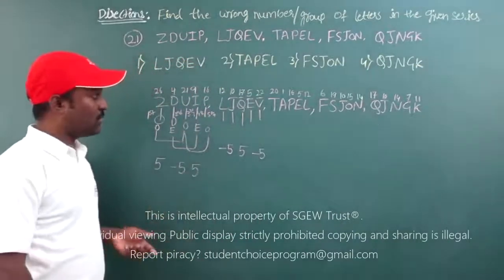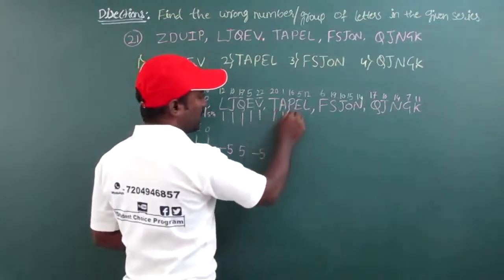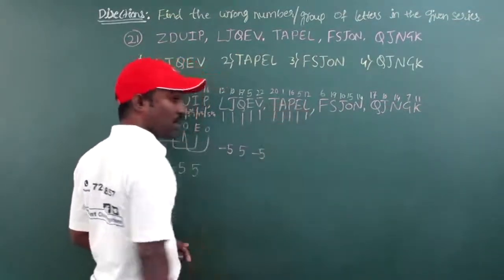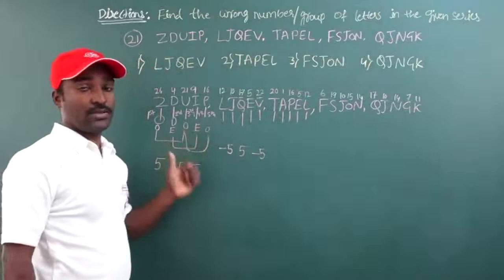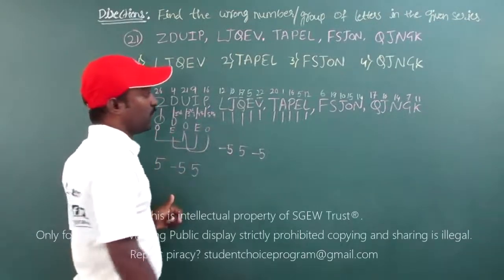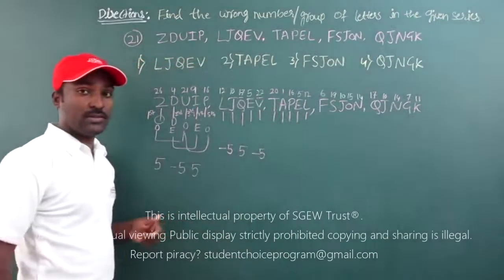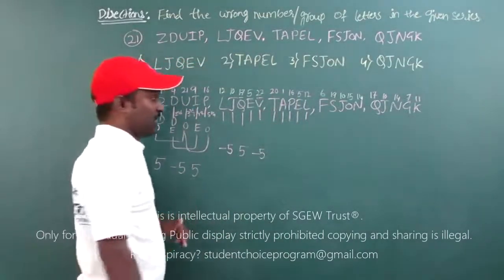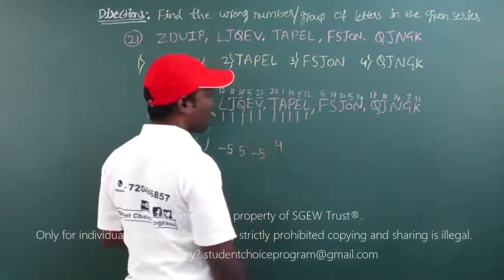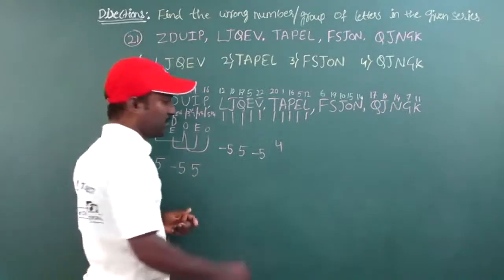Okay, now I will move to next. That is first, second, third, fourth, fifth. First minus third, second minus fourth, and then third minus fifth. So first, 20 minus 16. What is 20 minus 16? It is 4. What is 1 minus 5? 1 minus 5 is minus 4.